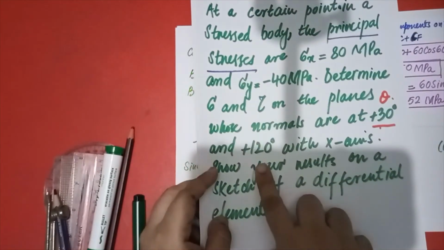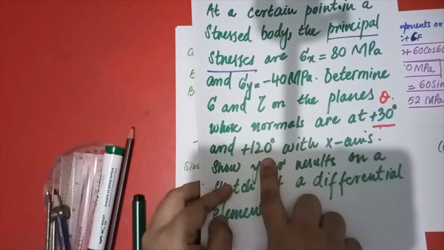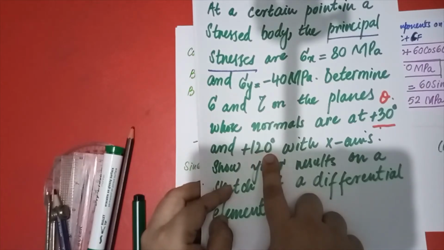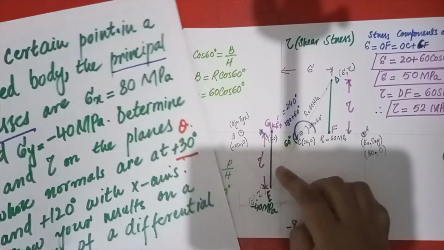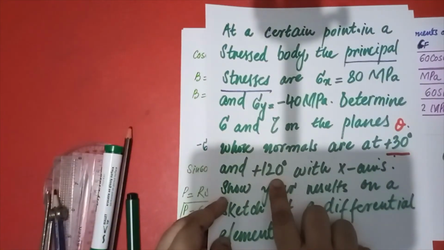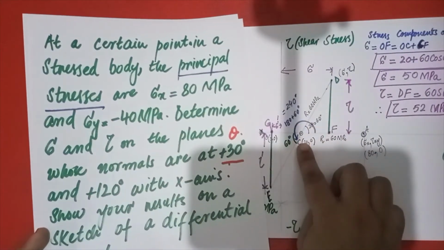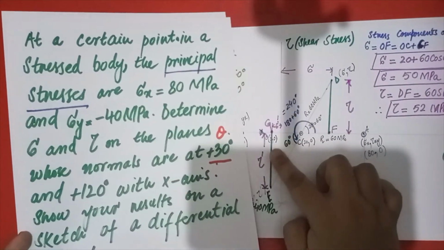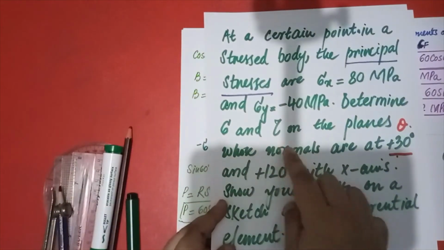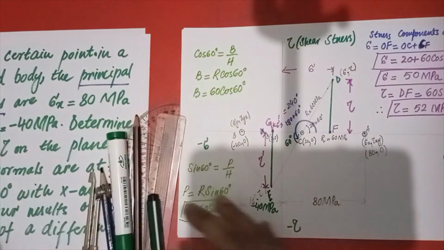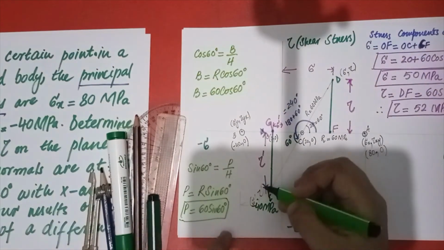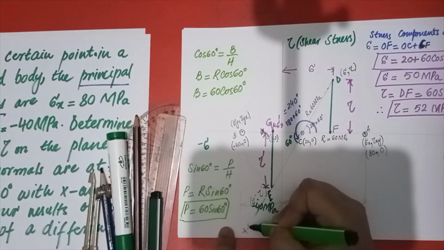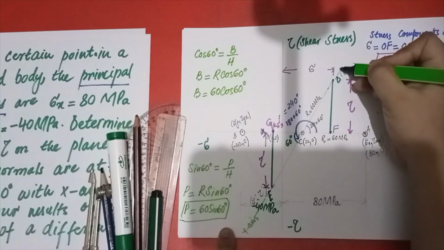And the most interesting thing you will see in the numerical over here is this: look at it, this is 120 degree. When you take it twice, it becomes 240 degree. So you will get your answer of sigma dash and tau dash from here. So 120 twice is 240. So you will get the value of sigma and tau at 120 degree with the x-axis. So the interesting thing is this. Let me show you. This is your y-axis and this is your x-axis.